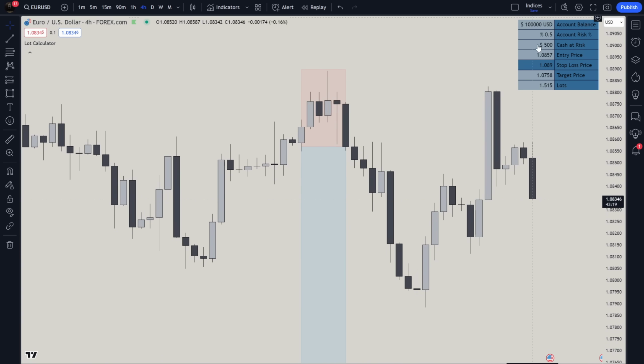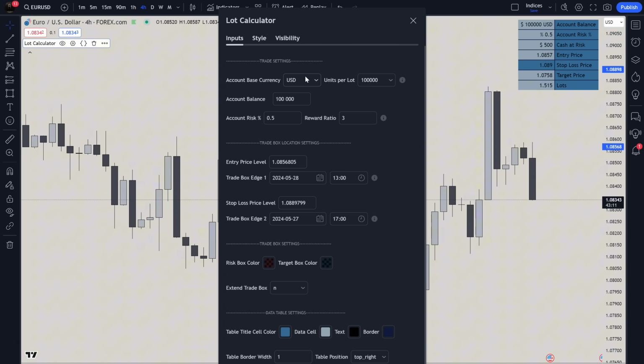Now, what it shows you here is everything about the lot size, the stop loss, the target, but we don't validate the lot size until we go to the settings of this. So you're going to go to the settings. You've got to pick your currency, the base currency, and then the account size, the account risk in percentage. So let's say 0.5%, and then the reward to risk.